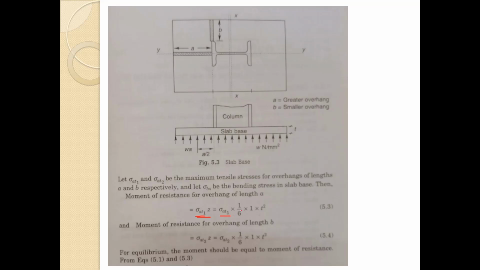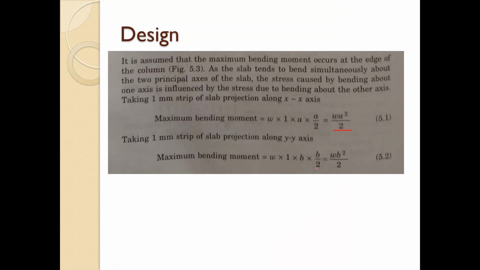So sigma b1 Z is 1 by 6 into 1, that is the width of the strip, into T square, which is the thickness of this particular slab or the plate. Here we have mentioned this thickness. And the moment of resistance of overhang B is sigma b2 into 1 by 6, 1 into T square. So for equilibrium, the moment should be equal to the moment of resistance, what we got in these two equations, that is W A square by 2 and W B square by 2.